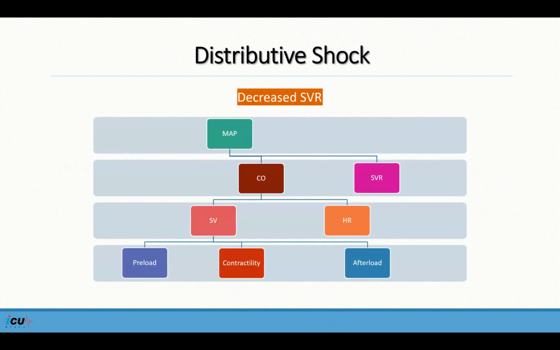On our diagram here, in distributive shock, the problem is in the systemic vascular resistance. As the result of decreased systemic vascular resistance, we have a compensatory mechanism that will try to increase the heart rate and increase contractility. That's why the stroke volume is increased for those patients because of the contractility, provided that the preload is enough to provide the stroke volume. The cardiac output is increased, but if the cardiac output is not able to counteract the decreased SVR effect on the mean arterial pressure, at that time we'll have hypotension, which may go into shock if we have hypoperfusion.